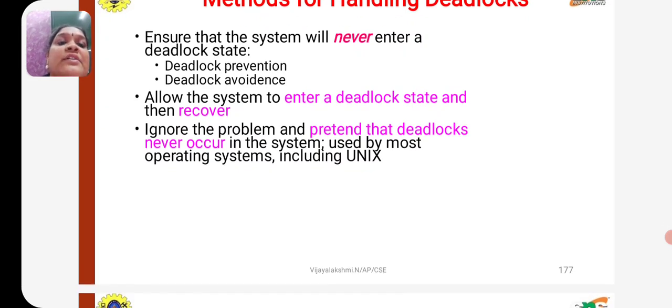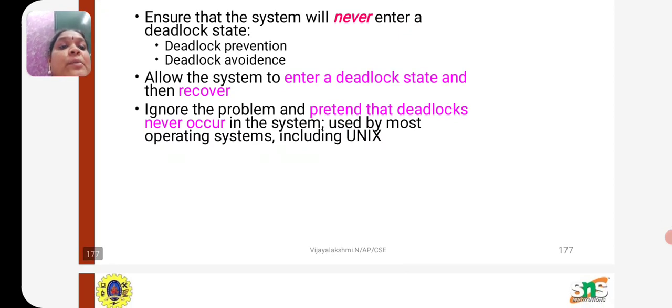Here we may also just allow the system to enter a deadlock state, and we can have a recovery mechanism. Or ignore the problem and pretend that deadlocks never occur in the system, which is used by most operating systems including Unix. Two cases are there. One, you can enter a deadlock state and then use the recovery mechanism. Another possibility is you pretend that deadlock formation inside the system should not occur. Mostly all operating systems follow this particular method.